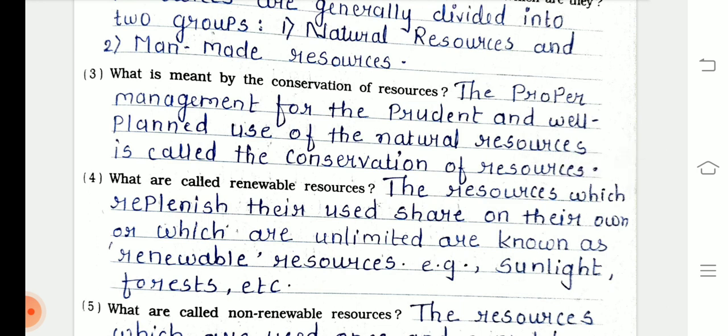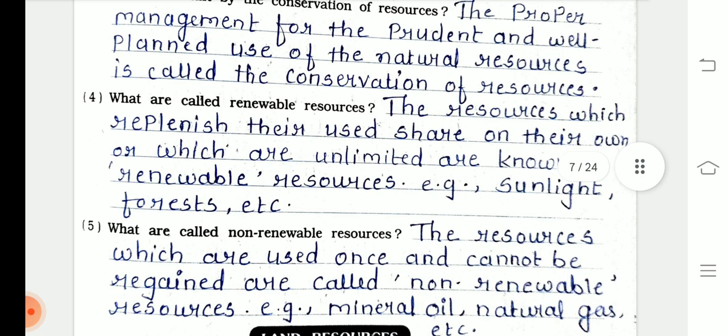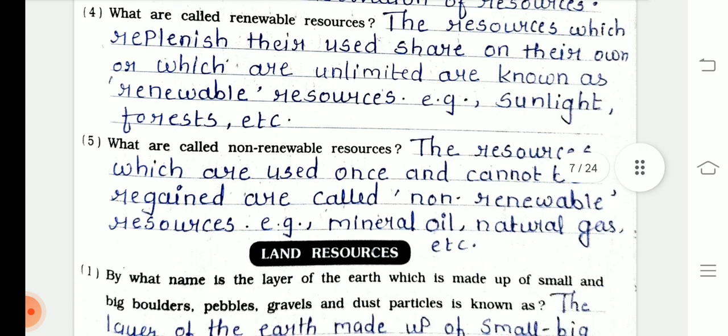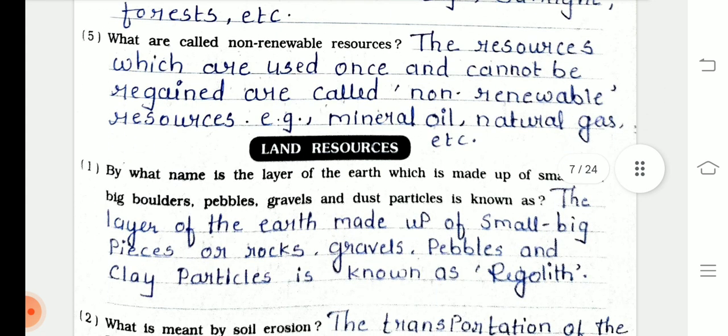Fourth one: What are called renewable resources? The resources which replenish on their own, or which are unlimited, are known as renewable resources, for example sunlight, forests, etc. Fifth one: What are called non-renewable resources? The resources which are used once and cannot be regained are called non-renewable resources, for example mineral oil, natural gas, etc. Next one is land resources.